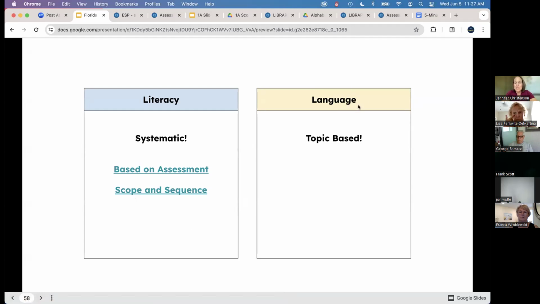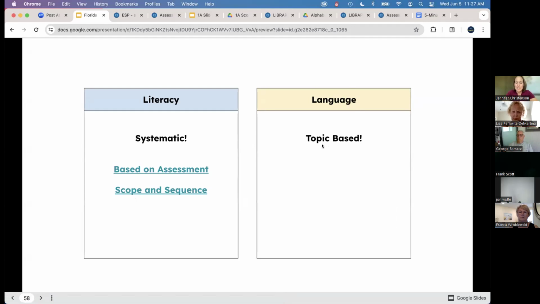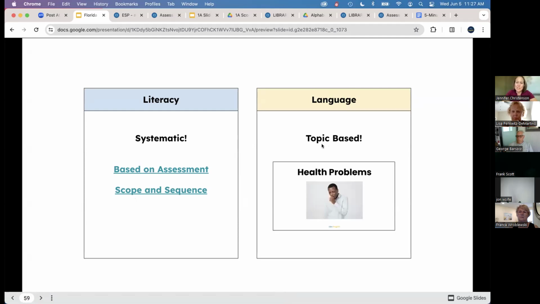On the other hand, language lessons are topic-based. You want them to be relevant to your students. So you're choosing topics that are relevant to your students, you're using authentic language, and you're practicing that in things like role plays and vocabulary activities. So one classic example is doing a unit or a week's worth of lessons about health, going to the doctor, talking about common health problems like cough or sore throat. So that is an example of a language lesson.